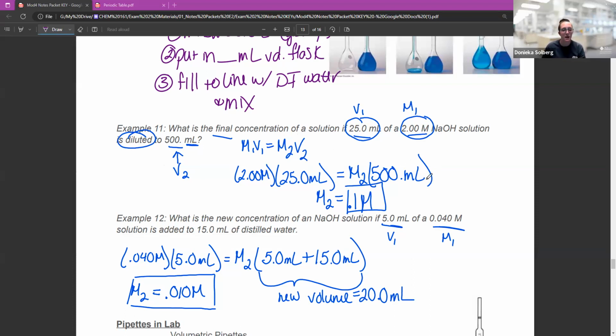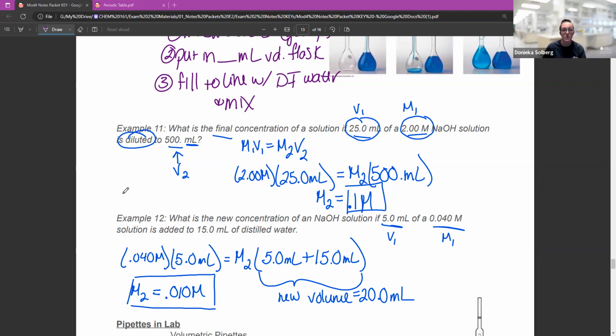Now you'll notice I did not convert these to liters. As long as they're in the same unit, you're fine. You do not have to. Solve for M2. My new concentration should be 0.100 with significant figures, capital M. That would be my M2. So it's just a plug and check.